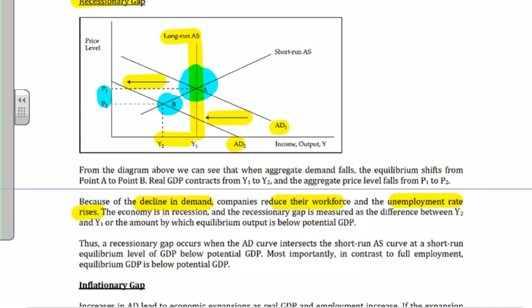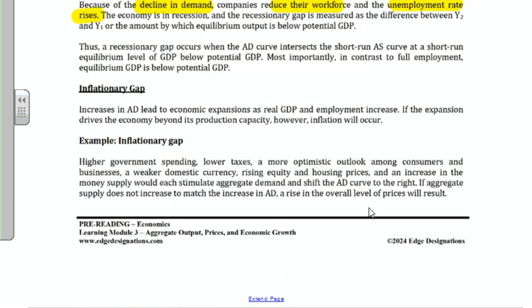There we go. Let's move down to inflationary gap. What is an inflationary gap? Increases in aggregate demand lead to economic expansions, real GDP and employment go up, and if it starts to drive the economy beyond its normal capacity and really heat up the economy in a massive way, in a sense it's a good thing, but on the other side also keep in mind, what would that do? That'll cause inflation.